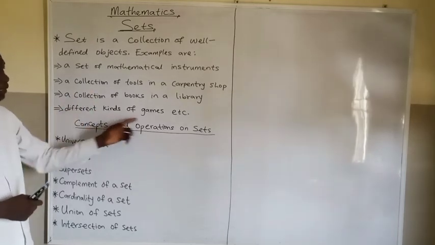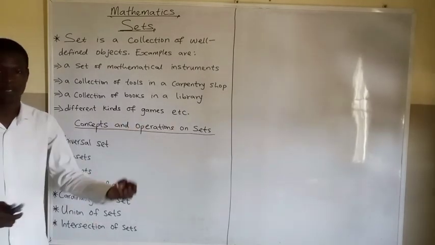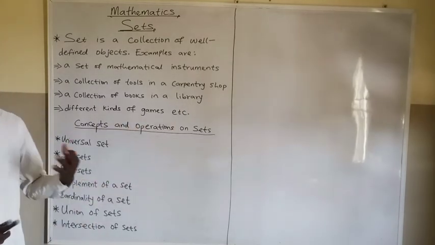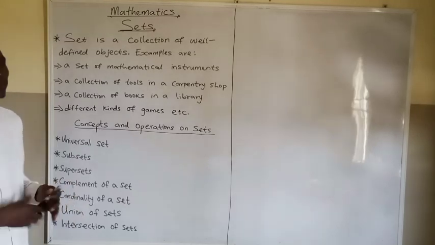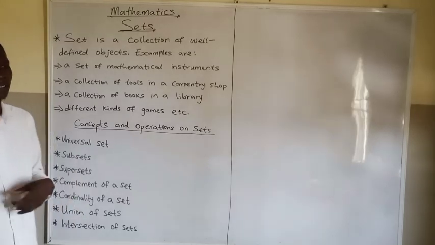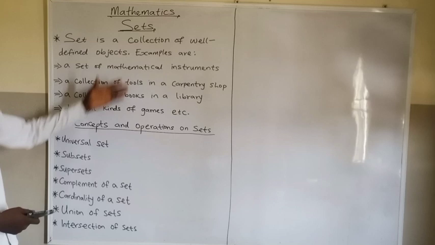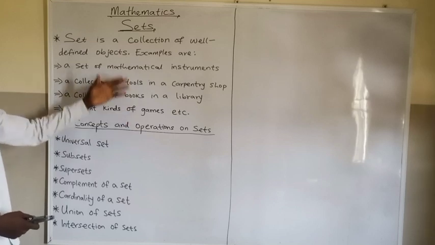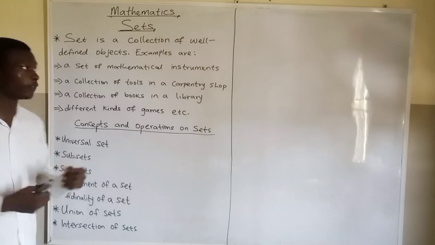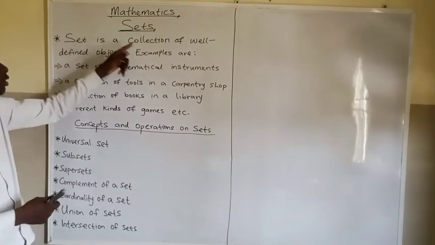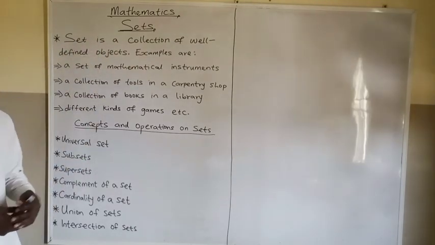Then we have different kinds of games, of course. So we have football, volleyball, lawn tennis, badminton, and when we talk about track events, we have the race athletes. So these are different collections of things, and when you have collections of things like this that can be grouped together as well-defined objects, we call such groupings sets.